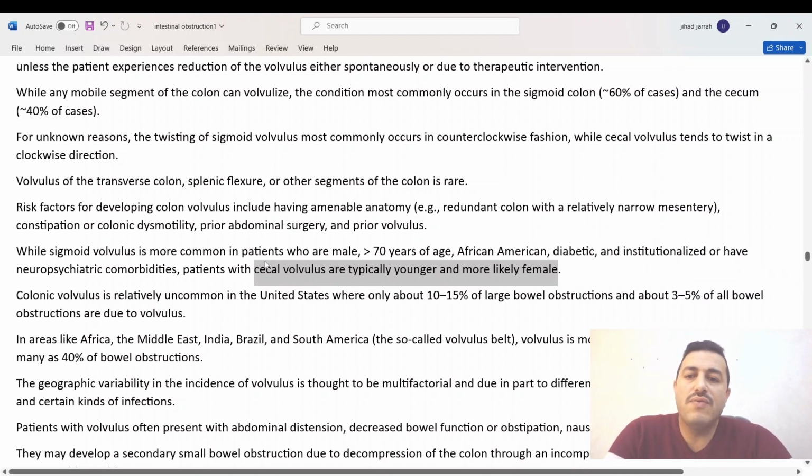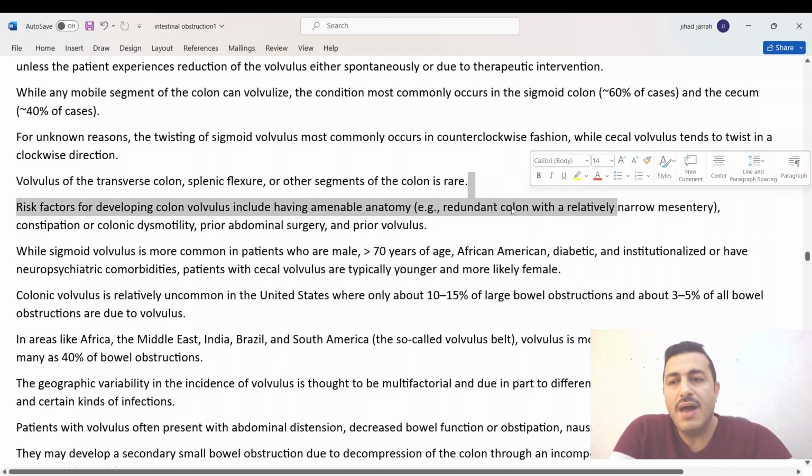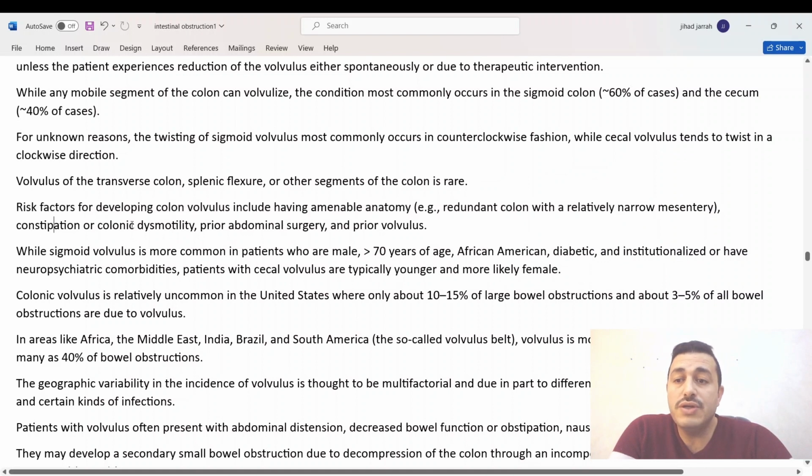The risk factor of volvulus in general, and particularly in sigmoid, is the anatomy: the sigmoid colon is redundant with a relatively narrow mesentery. Other risk factors include constipation, colonic dysmotility disorder, prior abdominal surgeries, and previous volvulus.